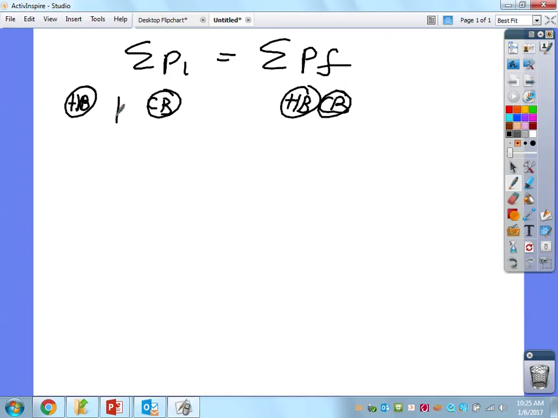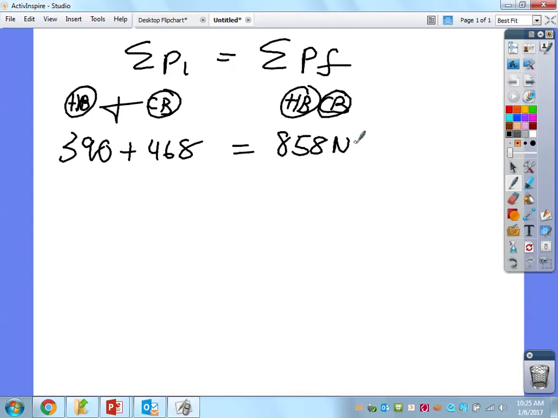So all I have to do is just add these two momentums up. So 390 plus 468 equals the final momentum of the two objects together, the two people, I should say, is 858 Newton seconds. That's it. That's all we got to do.